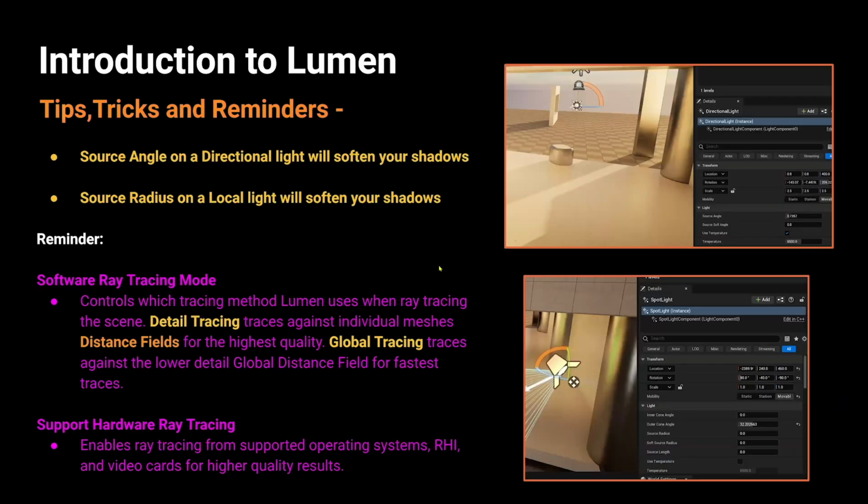All right, some tips and tricks and reminders. Source angle on directional light will soften your shadows. Source radius on local light will soften your shadows. And local light being point light and spotlight, etc., etc. Software ray tracing mode controls which tracing method Lumen uses when ray tracing the scene. Detail tracing, and we talked about global tracing. Detail tracing gives you the best results. Global tracing gives you a dumbed down version.